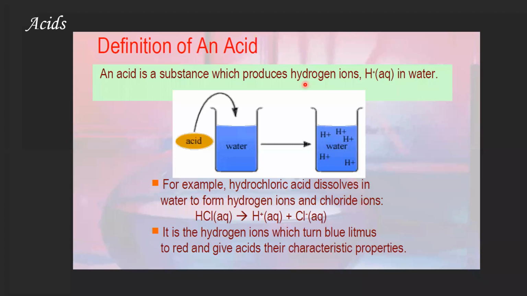So there's one more example over here. We have hydrochloric acid, one of the most famous acids ever to exist. HCl. So hydrochloric acid dissolves in water to form hydrogen ions and chloride ions. This is the chemical reaction: HCl aqueous in water dissociates to give us H+ aqueous cation plus Cl- aqueous anion. It is the hydrogen ions which turn blue litmus to red and give acids their characteristic properties.